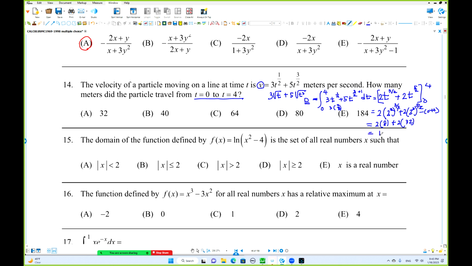So the sum of this one is how much? 16 plus 2 times 32, which is 64, equals 80, right? Yeah, the distance traveled between these two times will be 80. Are you okay with this? Yeah.